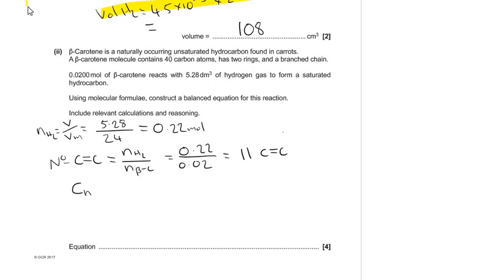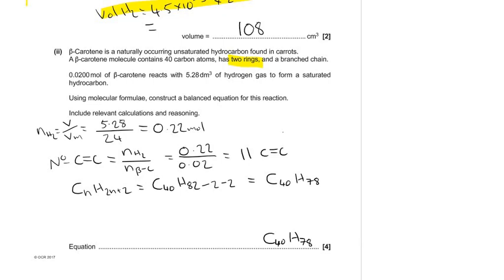So if we use the relationship CnH2n+2, we'd expect to have C40H82. But they've told us in the question that there are 2 rings in beta-carotene, and there's going to be 2 rings therefore in this saturated product. So we need to minus 2 hydrogens per ring system, which means that the saturated product has a molecular formula of C40H78. So we can put this down here as our product. This is an addition reaction. So we know that that's going to be our only product.